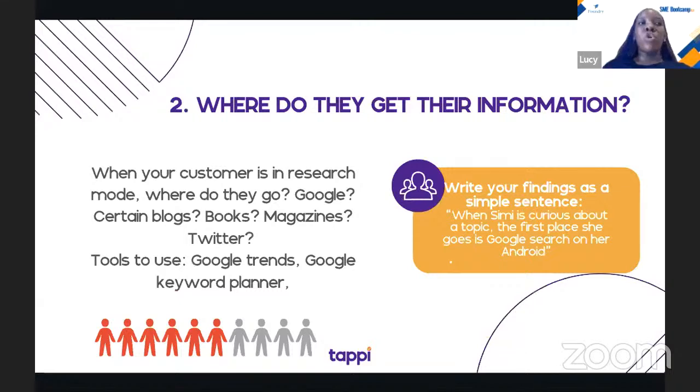So if you sell concrete, you should ask yourself, when Simi wants to find information about concrete blocks, right? Where do they go to search for information about concrete blocks? And if they go on Google, that's good. If they go on TikTok, write that down. If they go on Facebook, if they go on Instagram, write that down.